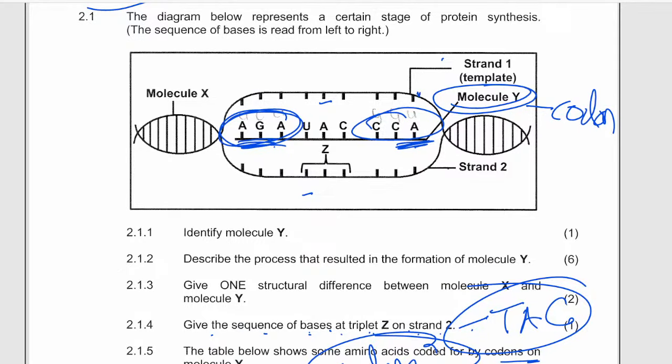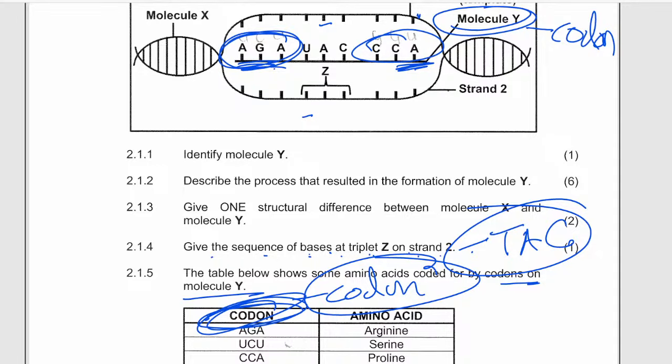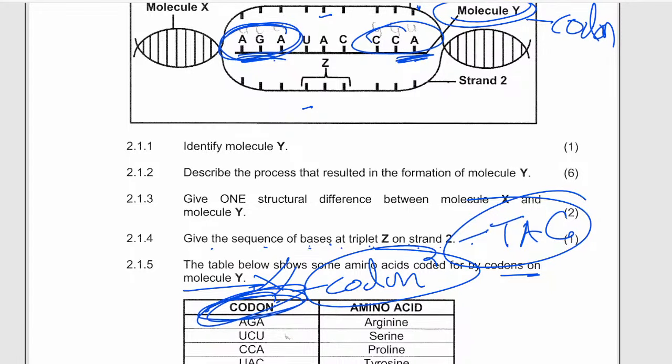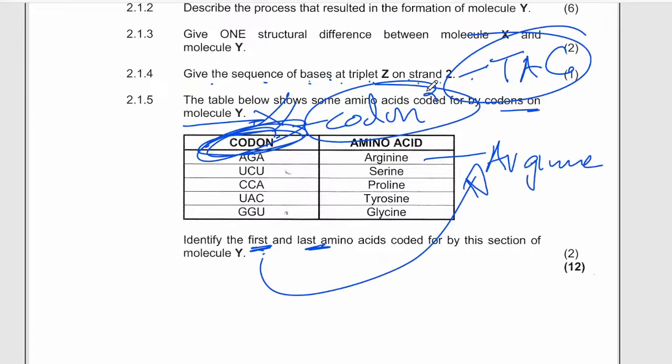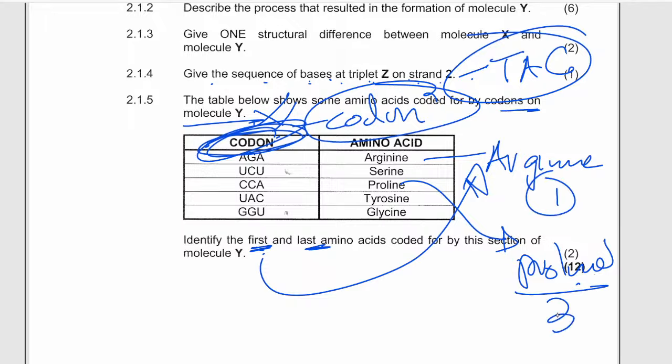So you are changing it to what? To anticodon. Here there is nothing like anticodon, so it's codon versus codon. Therefore it was very simple. You just read it the way it is. AGA, you look for AGA, which is arginine. So the first codon is arginine. Then the second one is CCA. I look for CCA, which is proline. Simple. The first one is arginine, the last one is proline. So simple. Arginine and proline.